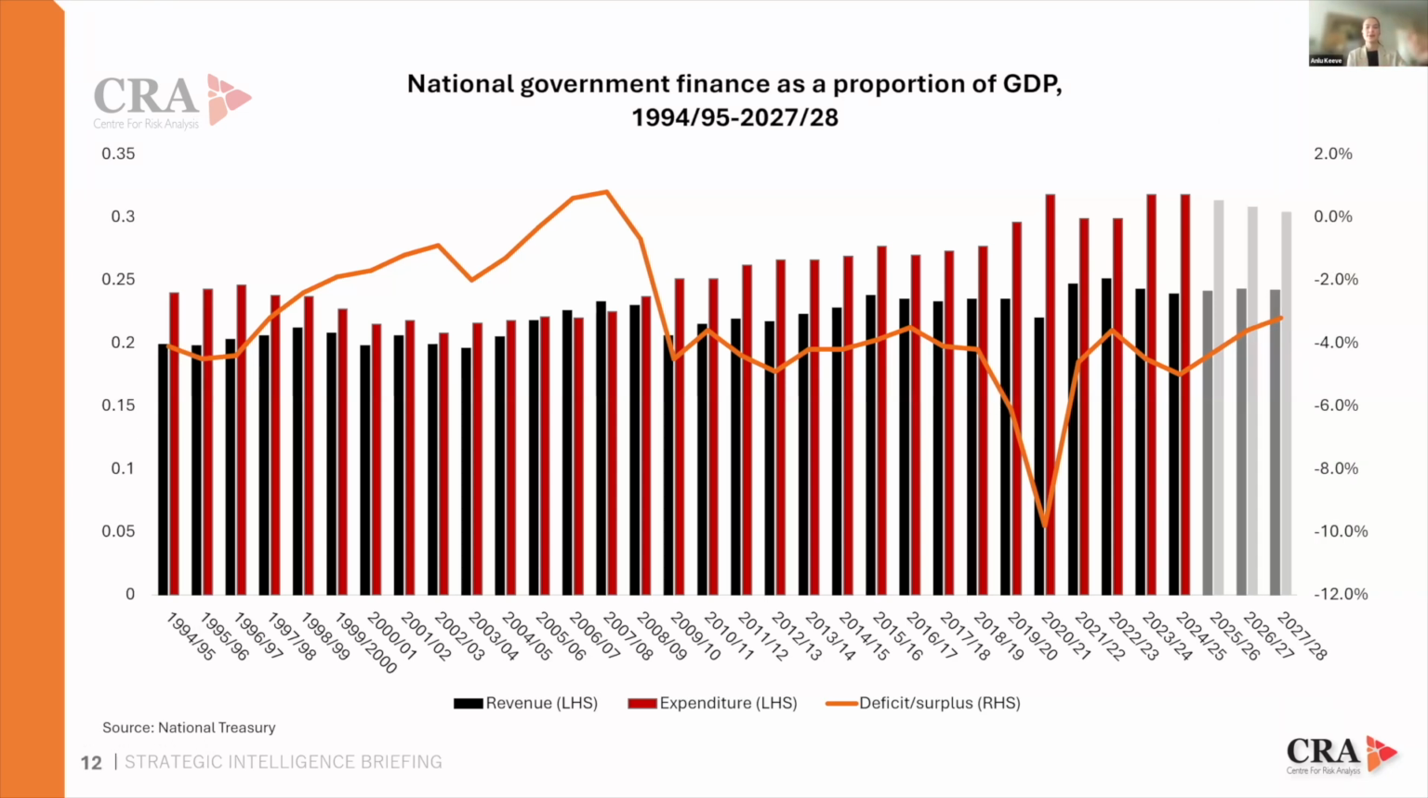We can see that the red bars show our expenditure, and they're consistently higher than the black bars, which show our revenue. The important point here is the orange line. The only time that we had a surplus was between 2006 and 2008, and that was under Finance Minister Trevor Manuel.